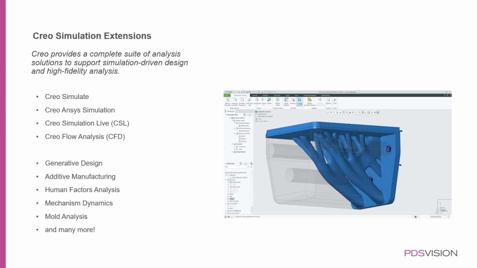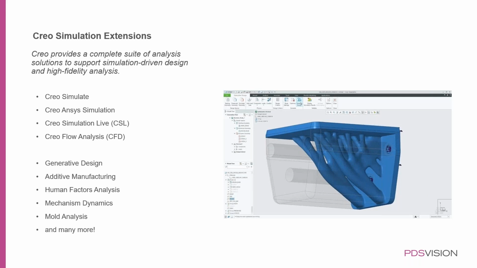Now, Creo has a whole lot of simulation extensions available. So on the left side of the screen here, I tried to group these into a top section that has what I consider the main simulation tools, those top 4. Those include Creo Simulate, Creo ANSYS Simulation, Creo Simulation Live or CSL, and Creo Flow Analysis, which is a CFD tool for computational fluid dynamics. Those 4 I would describe as full simulation tools.